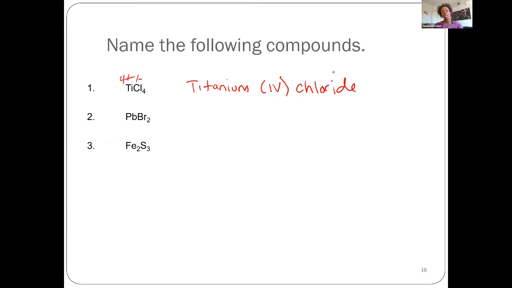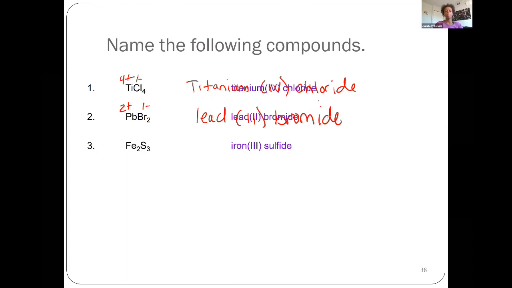Okay, the next one, PbBr2. Well, we know bromine is a group 7, so that'd be 1 negative. Lead is unknown, but we can do algebra to figure out that it would be a 2+, crisscross back. And so when we name this, this would be lead(II) bromide.